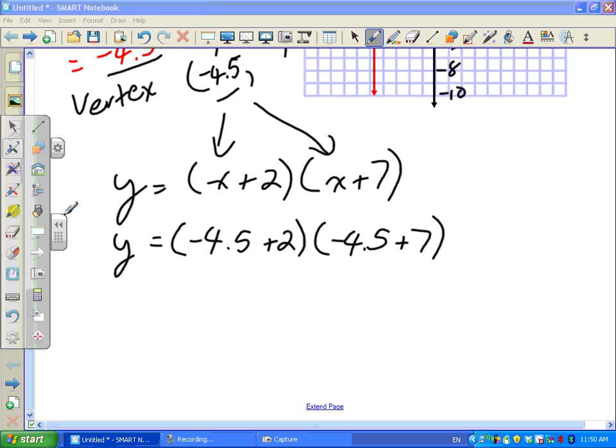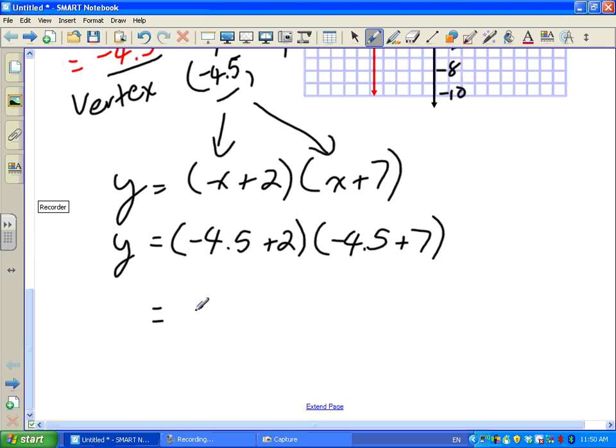We're going to follow BEDMAS to solve this. -4.5 plus 2 is -2.5. And -4.5 plus 7 is positive 2.5. So now we know, remember I told you you're going to get the same unit with a positive and negative number, so the same amount. That's going to let us know that we are at an axis of symmetry. So that's a little trick there.